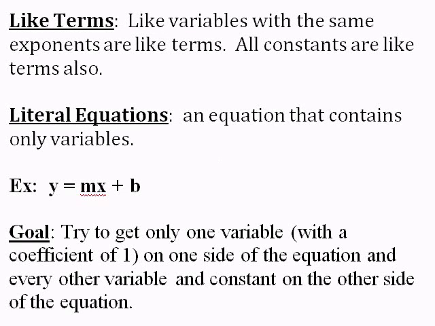The first one is like terms. Like terms mean that you have the same variable with the same exponent. In other words, it's the same letter and they have to have the same exponent. Also, constants are considered like terms.